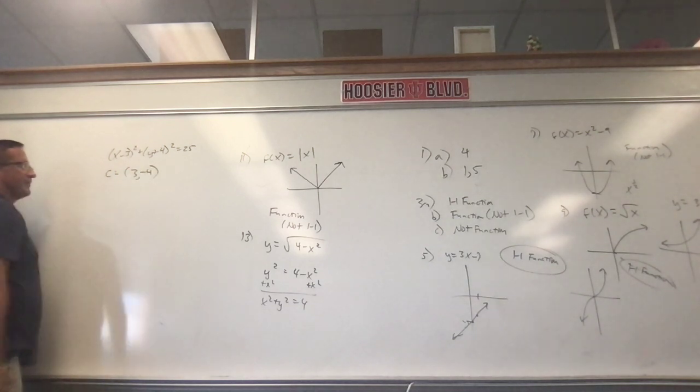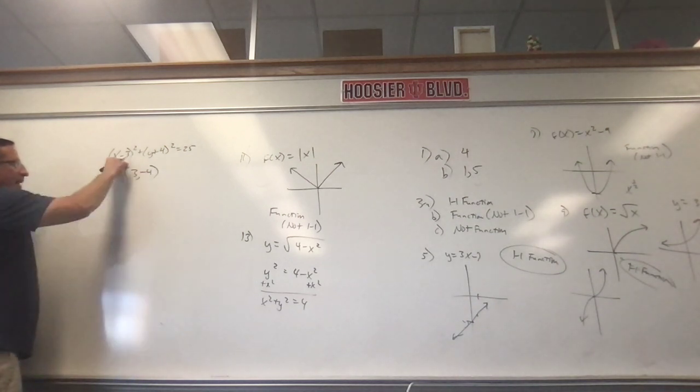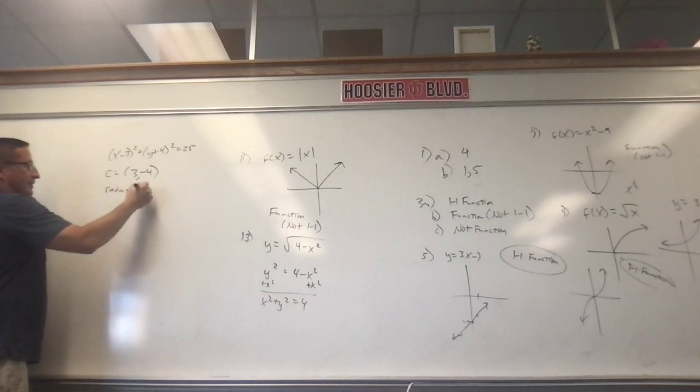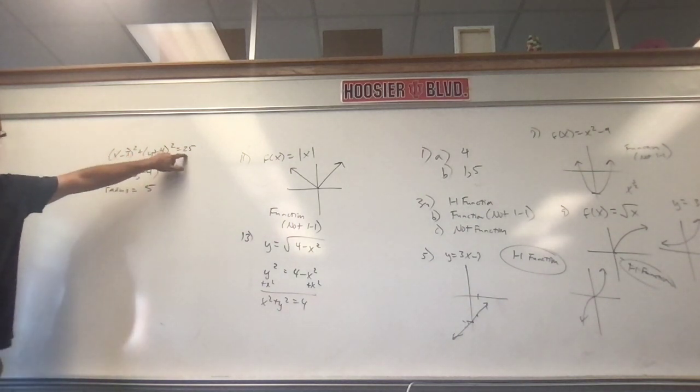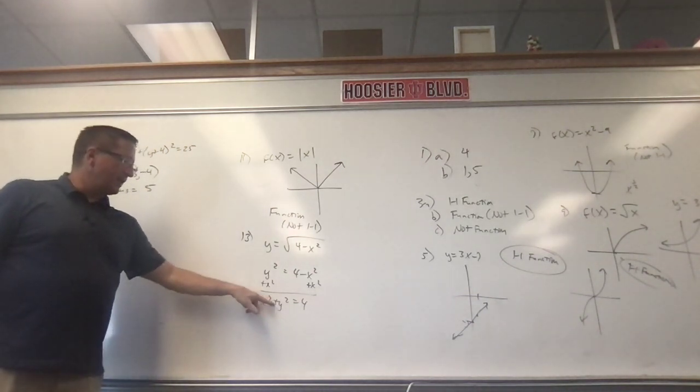Where did I get that from? Where did 3, negative 4 come from? The opposite and the opposite. What's the radius? 5. Where'd 5 come from? Opposite, opposite, square root. Okay? So, since it's x squared and y squared, it's plus, it's a circle.